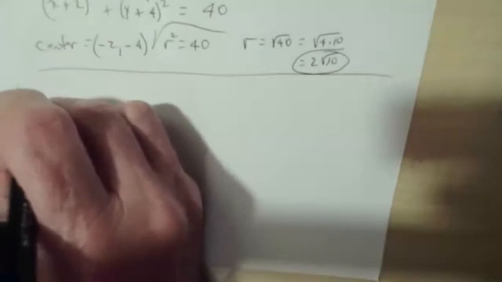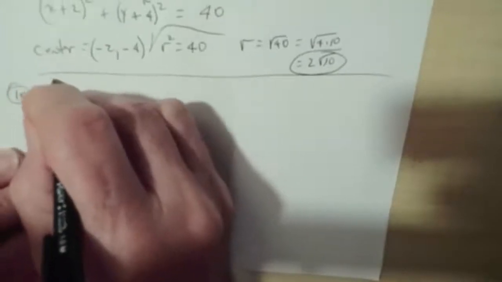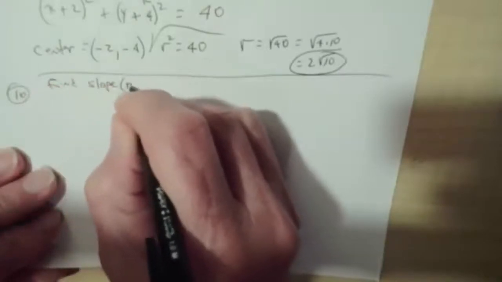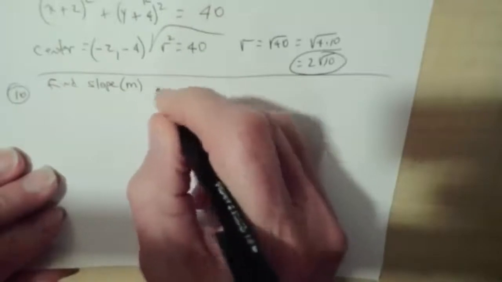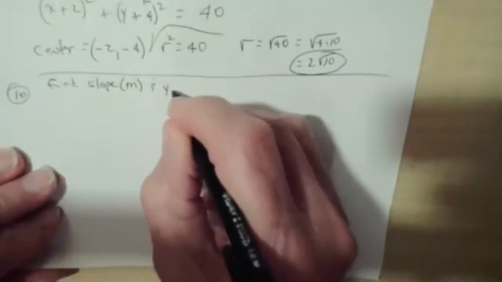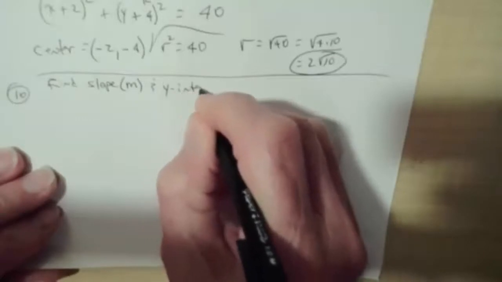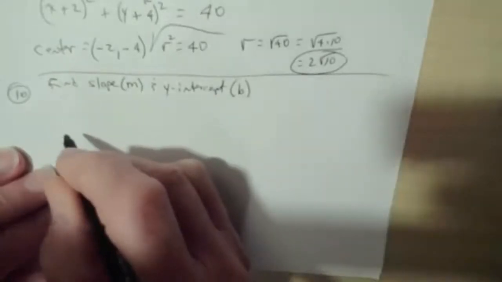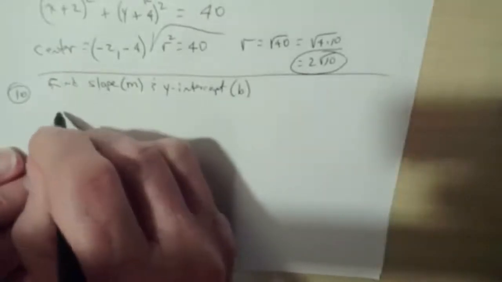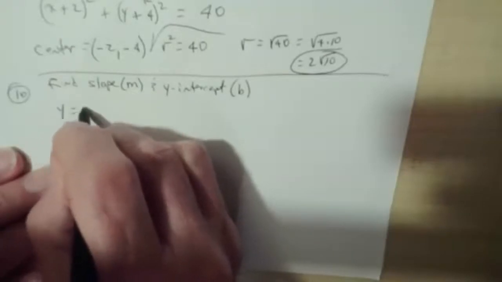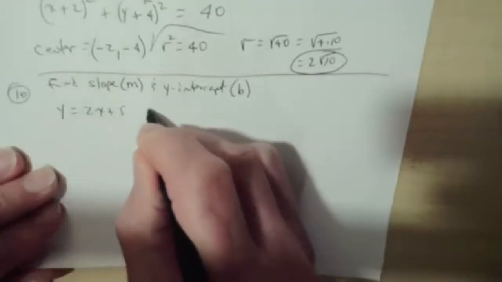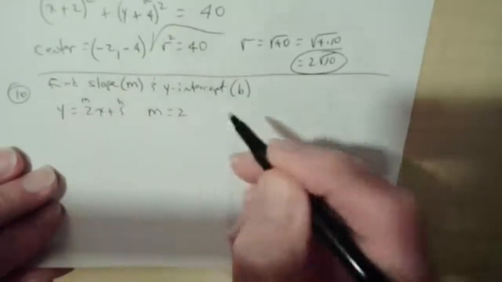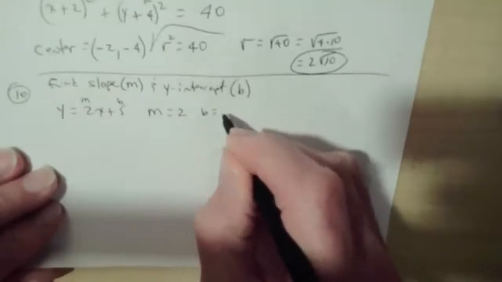Number 16, find the slope. Remember that is m and the y-intercept, we call that lowercase b. So if you have y equals 2x plus 5, our slope is 2. Remember, this is mx plus b. Our slope is 2. Y-intercept is 5.